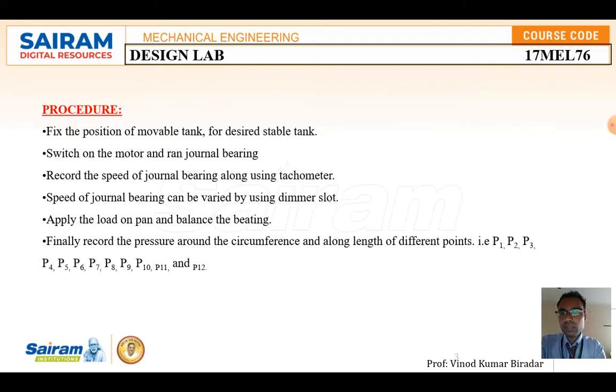Now fix the position of the movable tank, and fix the stable tank. Once it is fixed, note down the initial pressure head. Once you note down the initial pressure head, give some speed and go on increasing the speed. Switch on the motor and run the journal bearing.